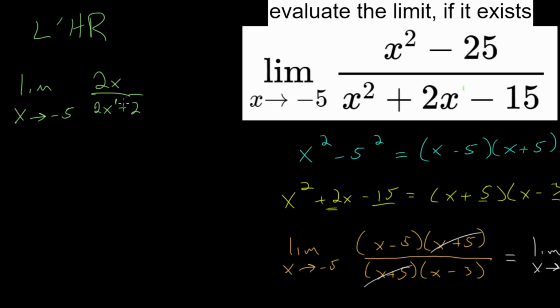So at this point, now we can try to plug in our -5 value for x. And when we do that, we would get 2 multiplied by -5, which is -10, divided by 2 multiplied by -5, which is -10, plus 2, which is -8. And of course, we know this simplifies to 5/4. So we get the exact same value, which is what we expected, but this is just a nice way to check our work.